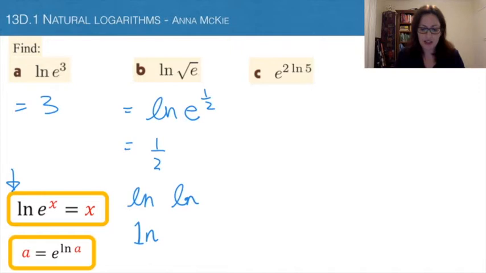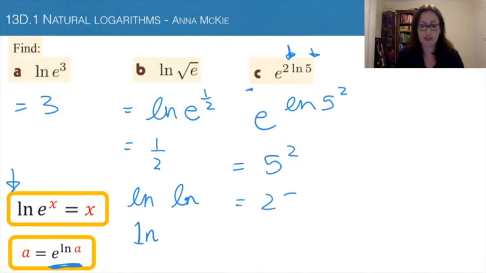The third one here would match the second rule, but it needs to be e to the power of ln on its own. So there's the 2 at the front there and then the 5. We've got to combine them somehow. The power rules of logs tell us that 2 can be 5 raised to the power of 2. And therefore our answer is just 5 to the power of 2, which we know is 25.